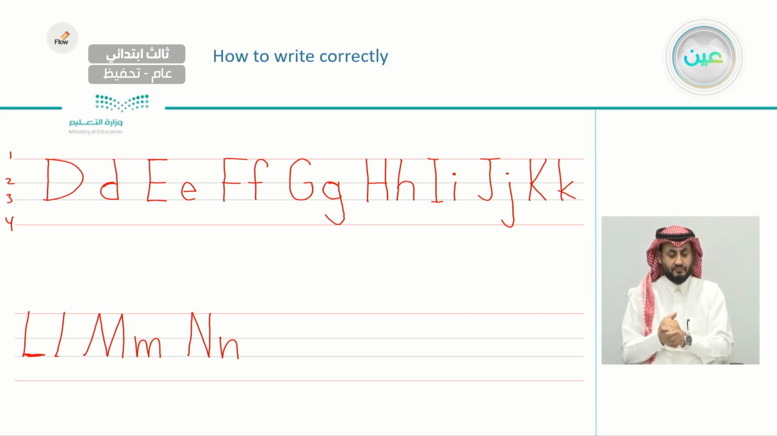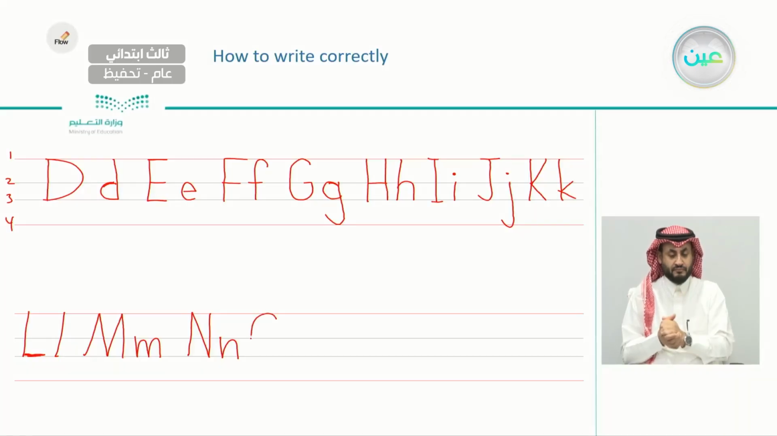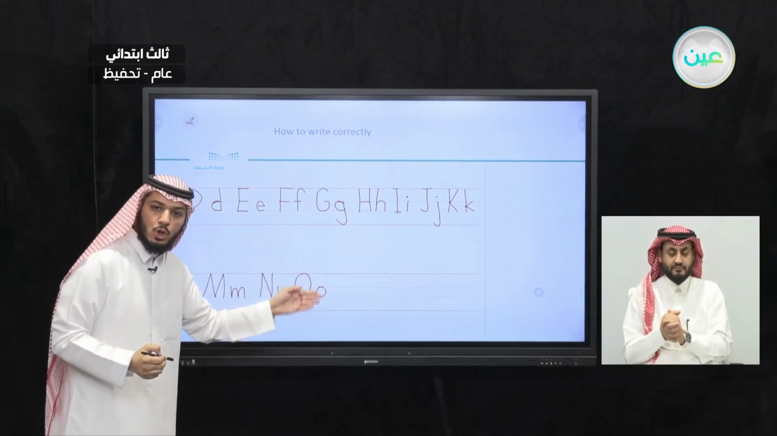Okay, M, N, O. Yes, that's right. So, again, 1 to 3. What about small one? Yes, between 2 and 3 again. The same shape, the same form. Okay, but one from 1 to 3 and the other from 2 to 3.